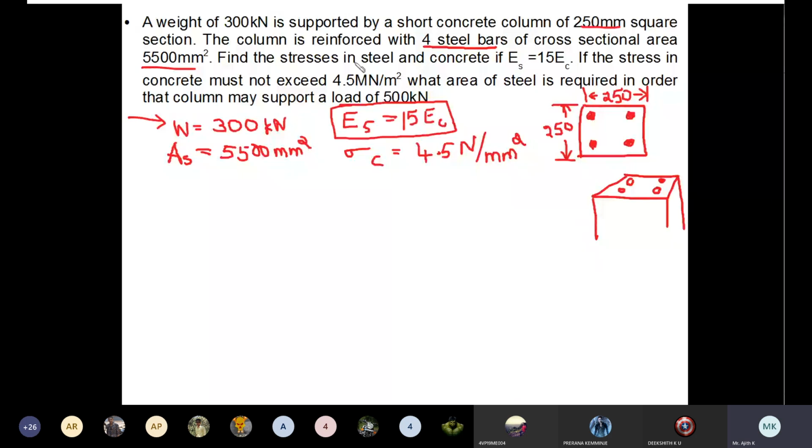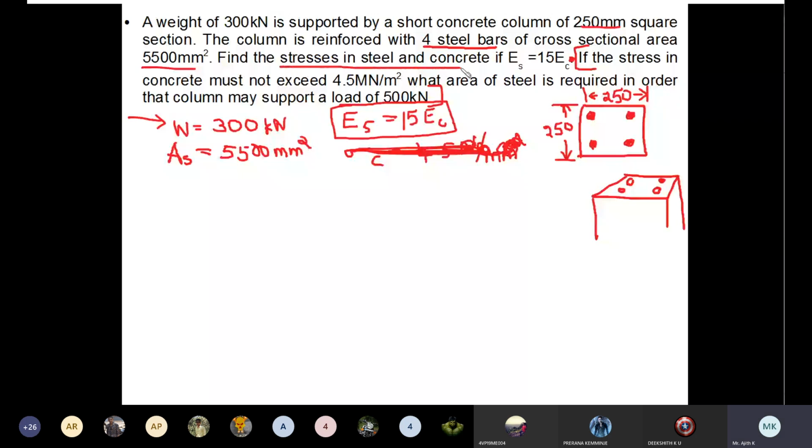Sorry, from here onwards this is the second sub question, so we'll not consider this one for the time being. Till here is the first question, and after that there is one more sub question. So we'll solve the first question now.